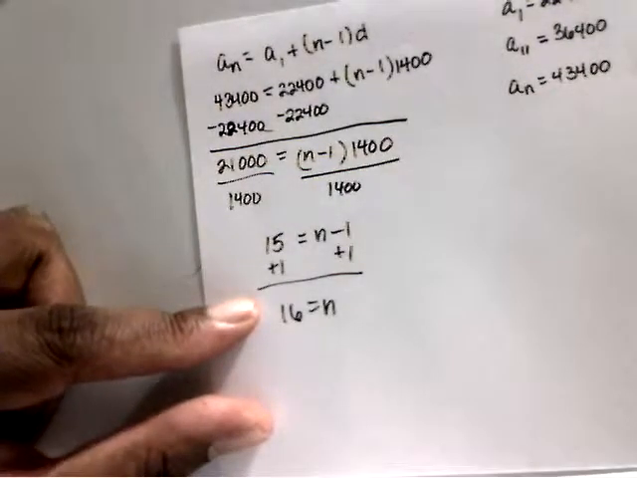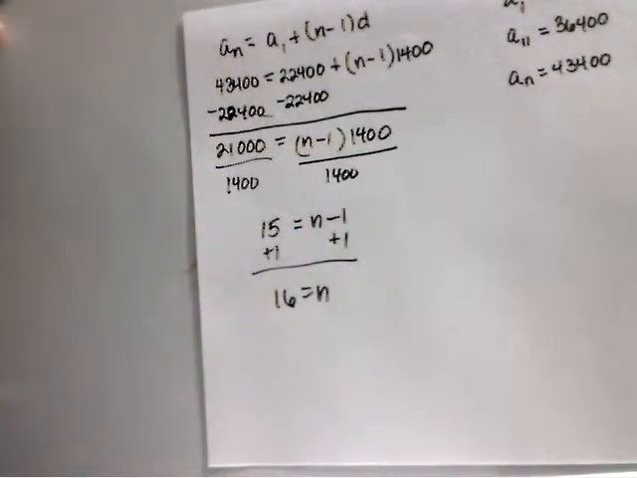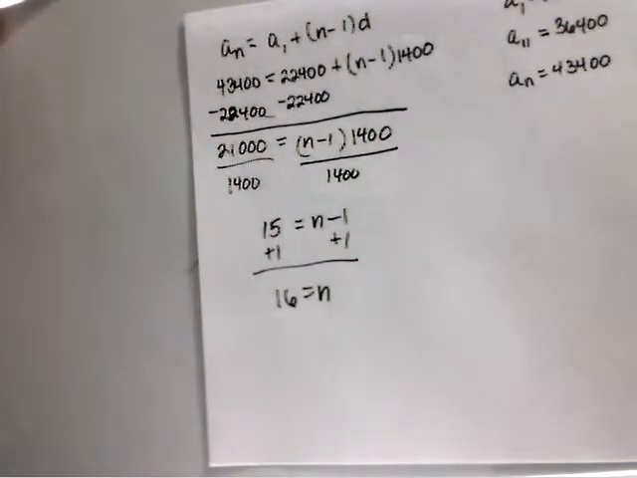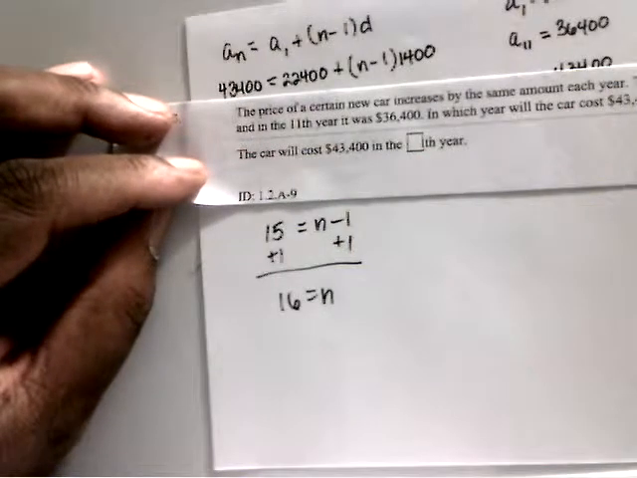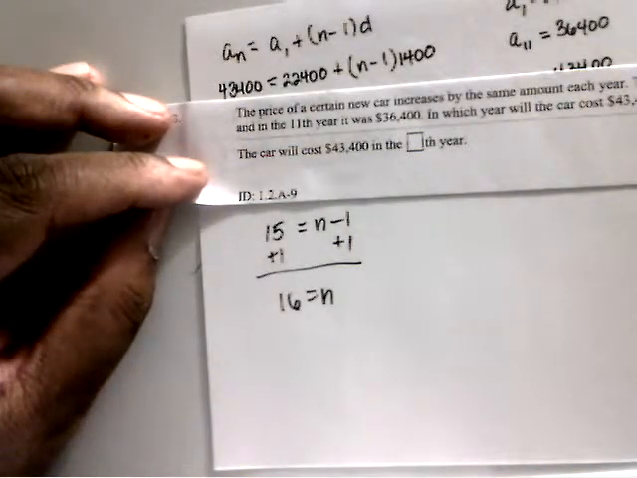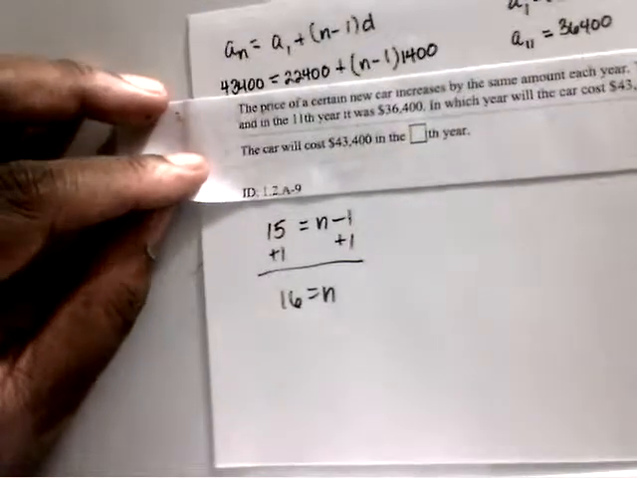Okay, so that's in the 16th year, the car is going to cost $43,400. So that's how we answer that particular problem here. The car will cost $43,400 in the 16th year. Okay. All right, on to problem number 4.